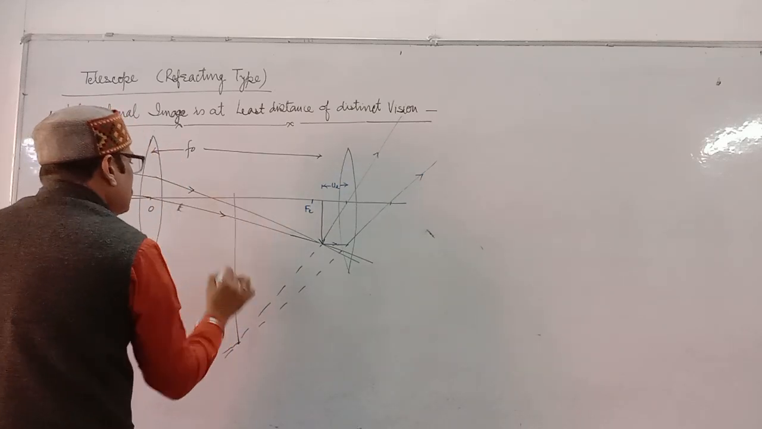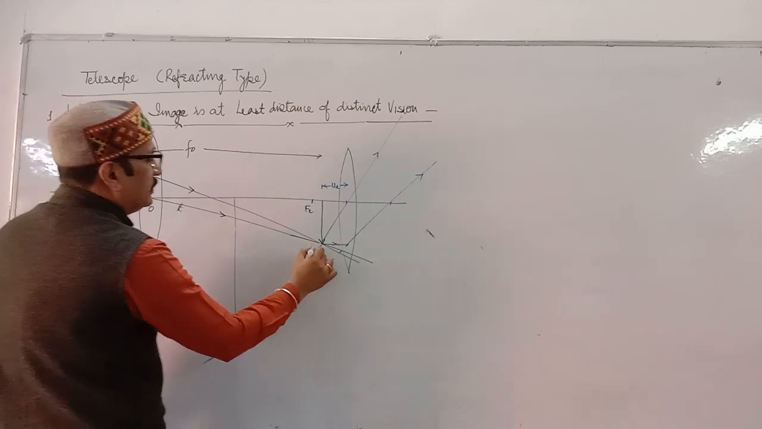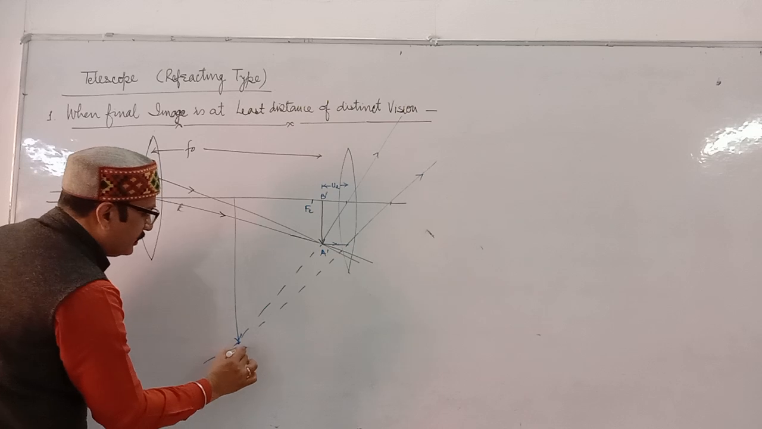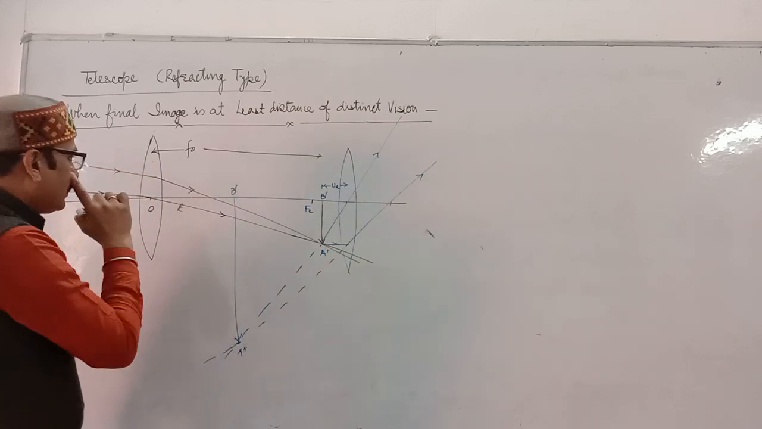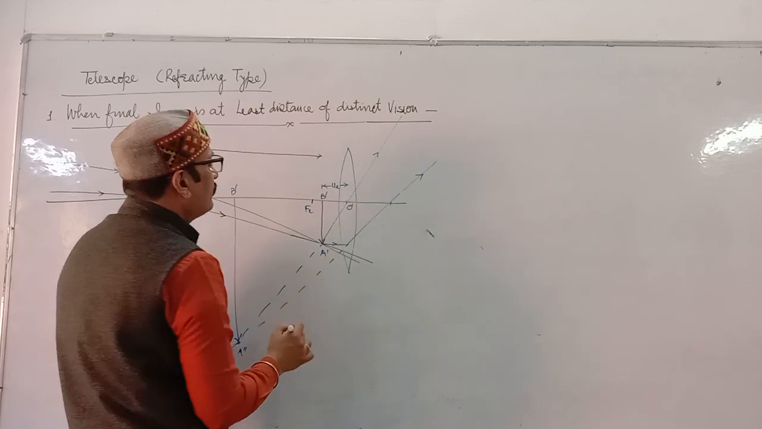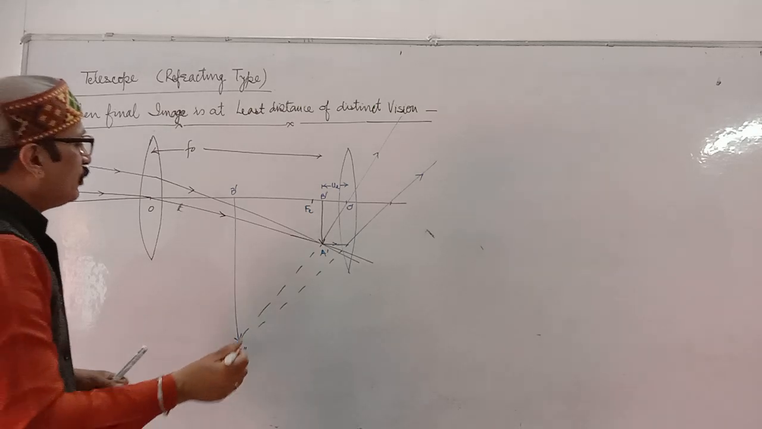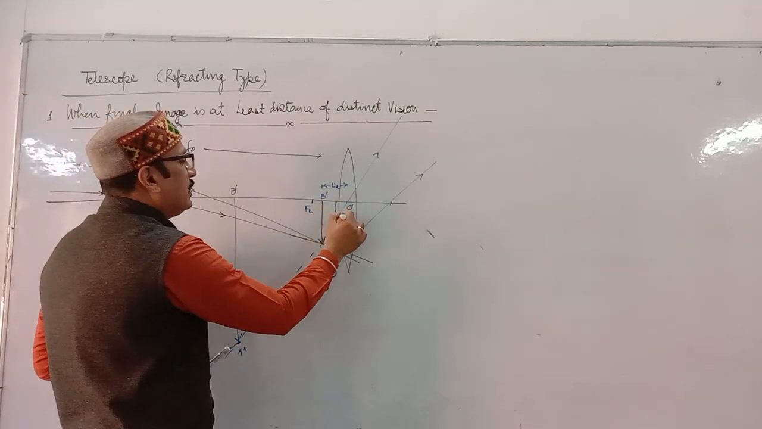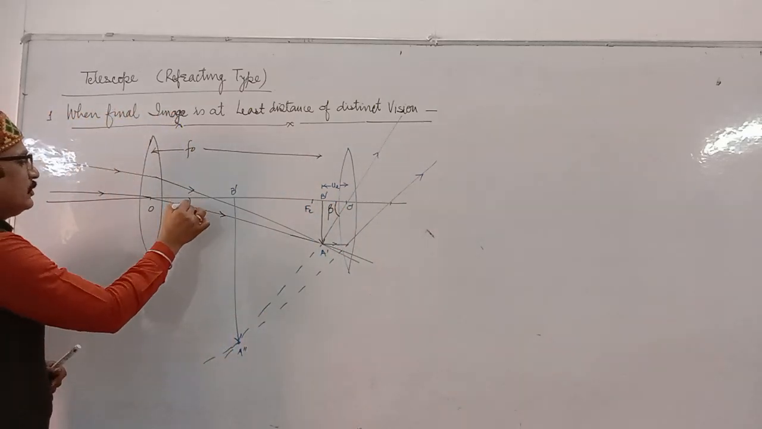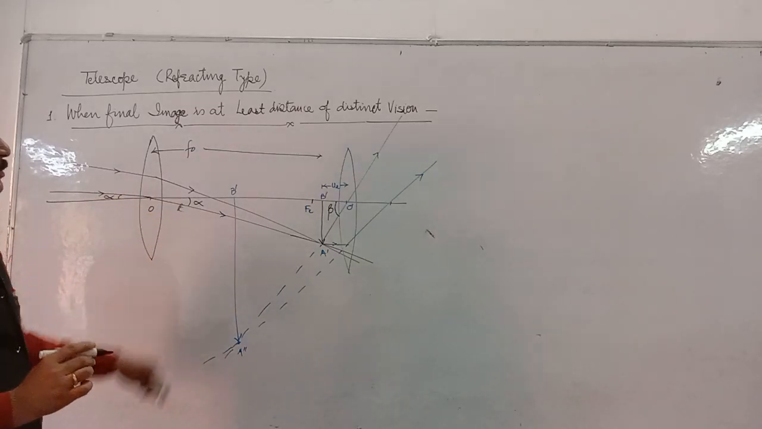This is the final image that is obtained here. Let this image be A' B'. This is A'' B''. The optic center of the eyepiece is O'. Then the angle formed by the image at the eyepiece will be beta, and the angle formed by the object will be alpha. This is alpha, as these are vertically opposite angles.